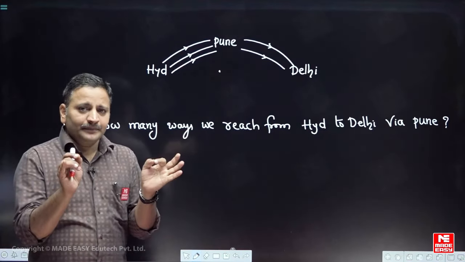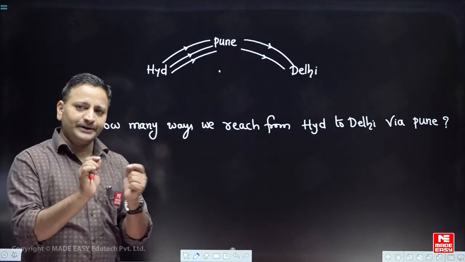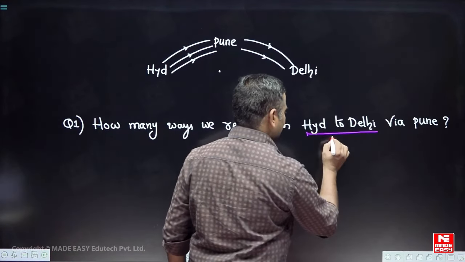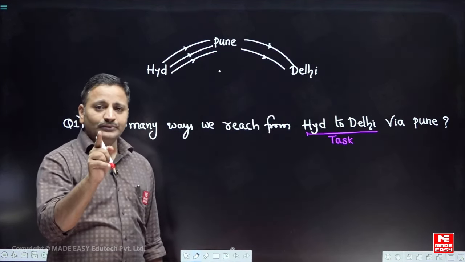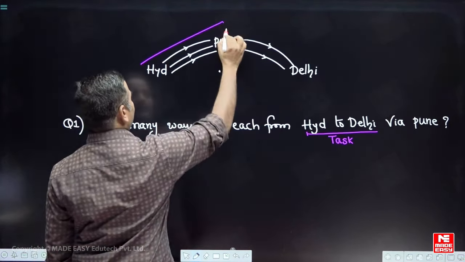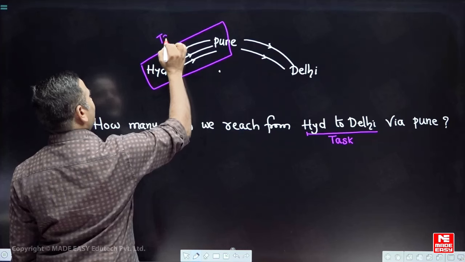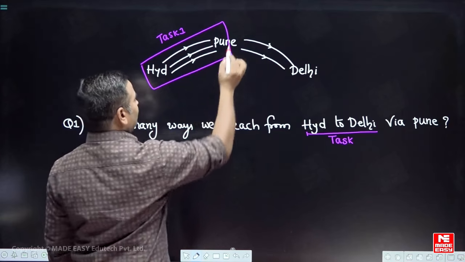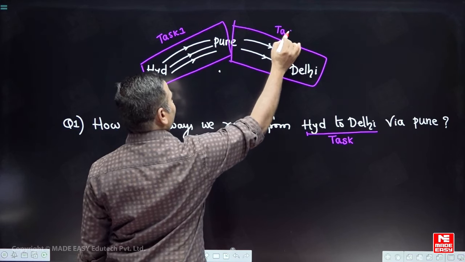So in this problem, you have to understand what the task is. The task is reaching from Hyderabad to Delhi, friends. This is called your task. But the task is divided into two subtasks. What are the subtasks? First, you have to reach from Hyderabad to Pune, correct? This is called task 1. After reaching Pune, don't stay there. Reach from Pune to Delhi. This is called task 2.